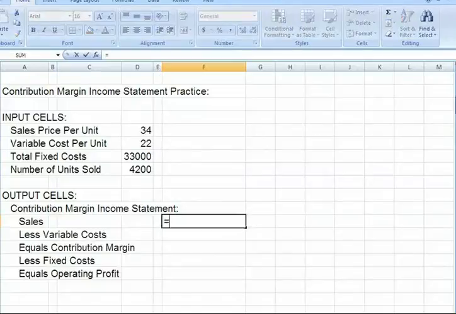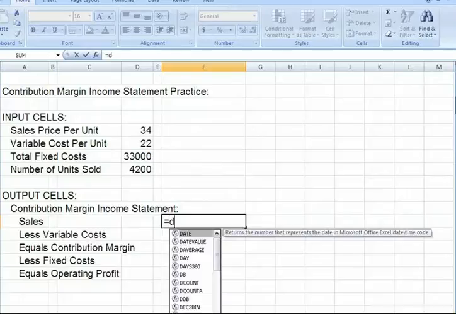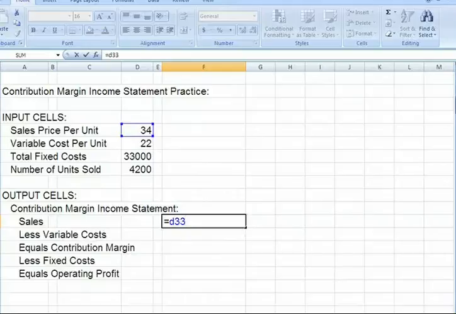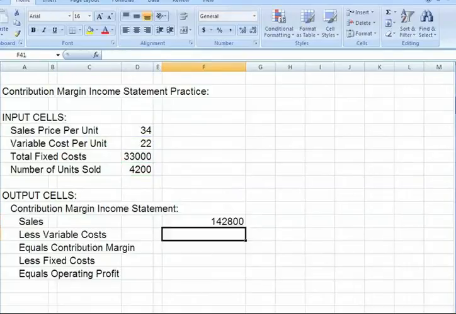So again, in Excel, to tell Excel you want to do some mathematical computations, you type in the equal sign first, and I want to take the selling price per unit, which in this case is D33. I don't know if you can see that side of the screen here, but we're on row 33, so this is D33. And I need to multiply that by the number of units sold, which in my case is D36. So I'm taking the 34 times the 4,200, and it's giving me sales.